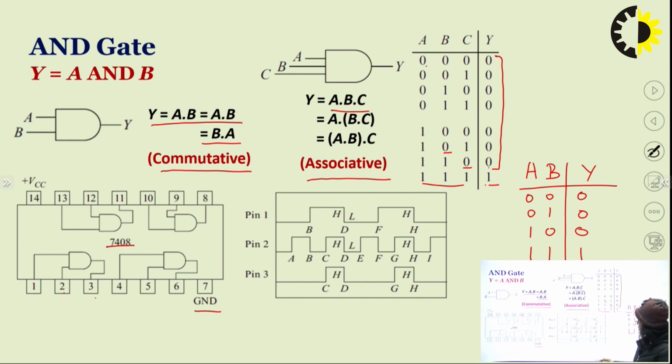And now we talk about the timing diagram. We take the input as pin numbers 1, 2 and output as 3. So if both the inputs are 0, output is 0. If any one input is 0, output is 0.